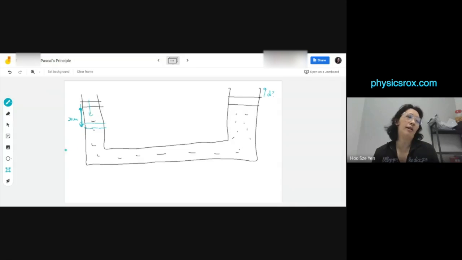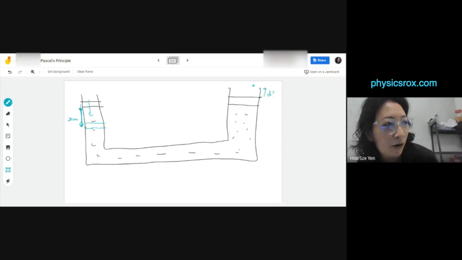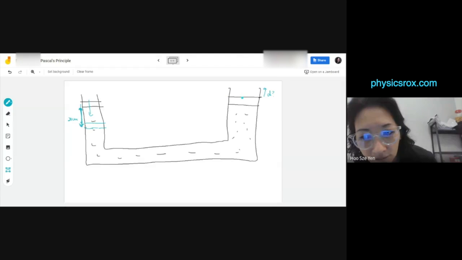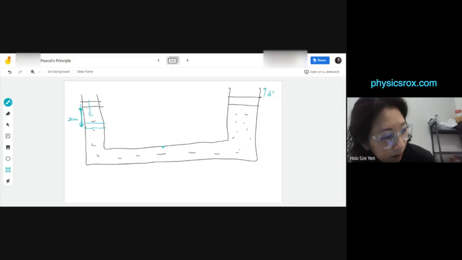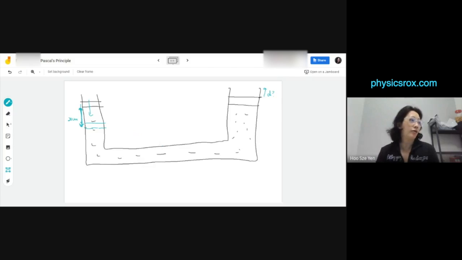So how to find out? I want you to think logically. If we push 20 cm, do you think this will go up 20 cm or you think it will be a different number? Different, exactly. So then the question, of course, becomes, my gosh, how do we calculate, right?